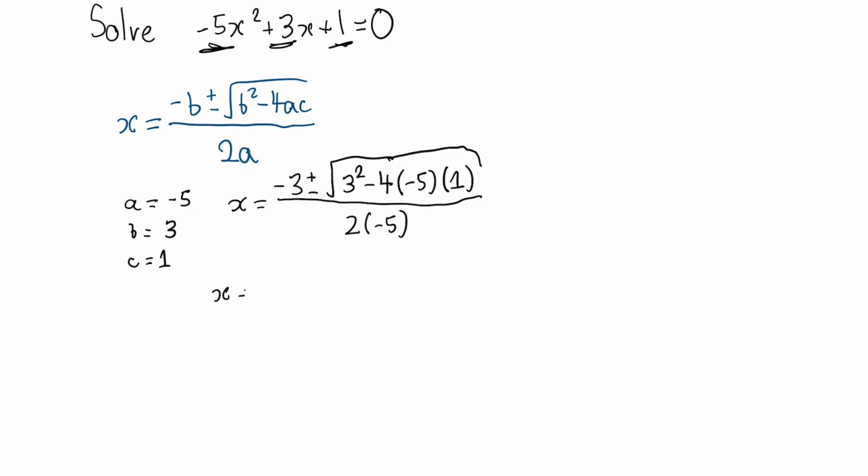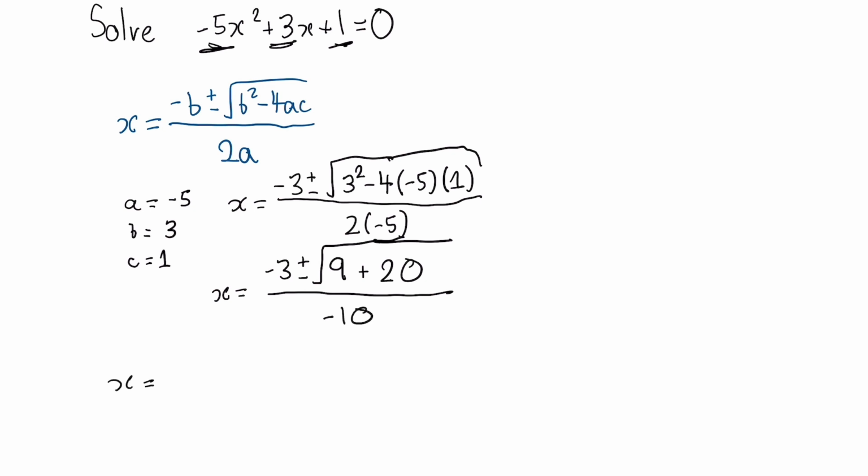Now, let's just simplify this. We have x equal to minus 3 plus or minus 3 squared is just 9. And then we have minus 4 times minus 5 times 1, which is just 20. All divided by 2 times minus 5, so minus 10. Now we can simplify this more. We have x equal to minus 3 plus or minus the square root of 29. Now we can't find this exact value, so we leave it as square root of 29, all divided by 10.